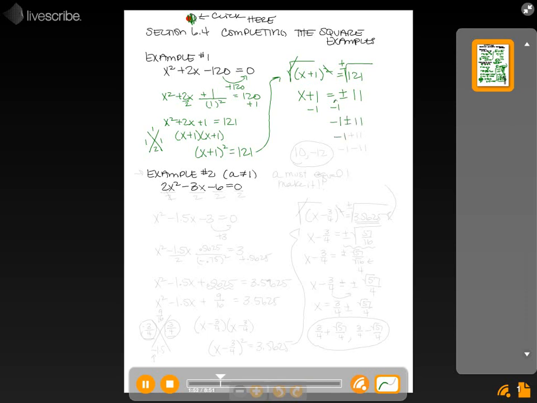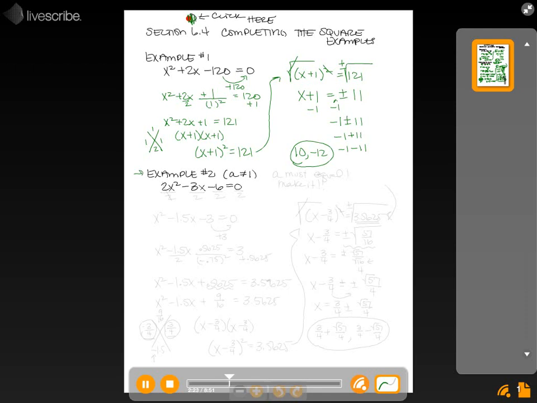We have two answers there, negative 1 plus 11 and negative 1 minus 11. Well, negative 1 plus 11 is 10. And negative 1 minus 11 is negative 12. So there's the two answers to our problem, 10 and negative 12. And that's the completing the square process. What we've done is we've made the problem so it has a blank. We've completed the square so that we could factor it and get a perfect square in parentheses, and then we've solved it. So that's the completing the square process.